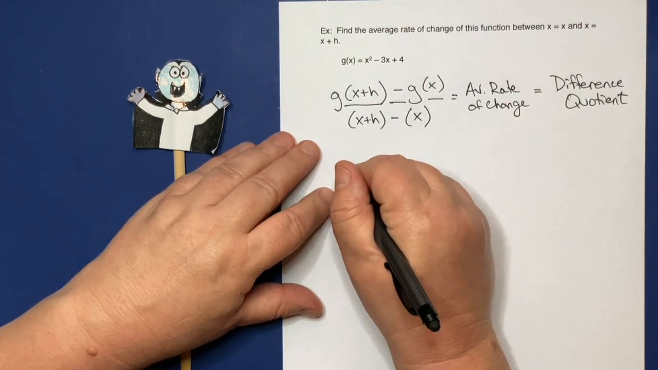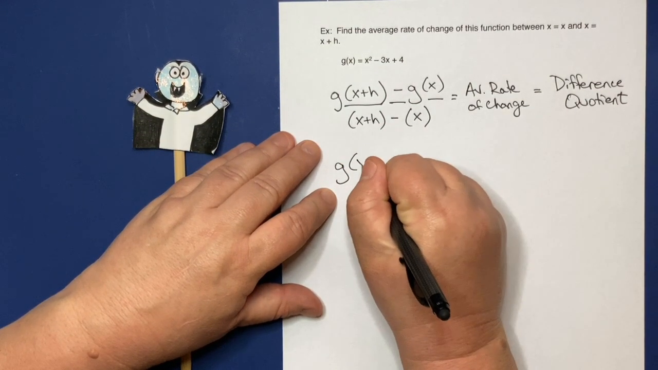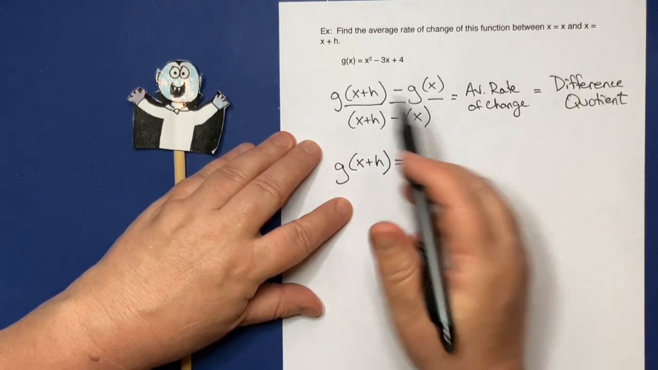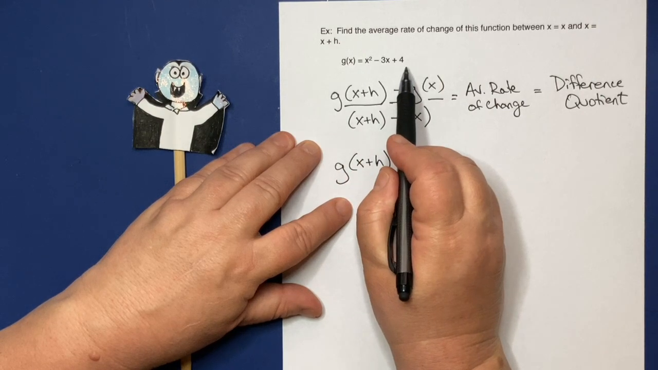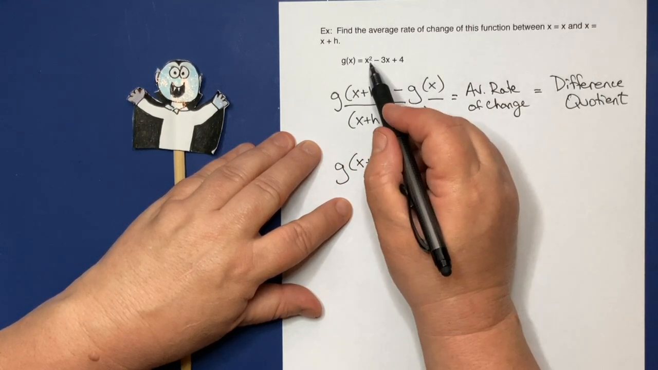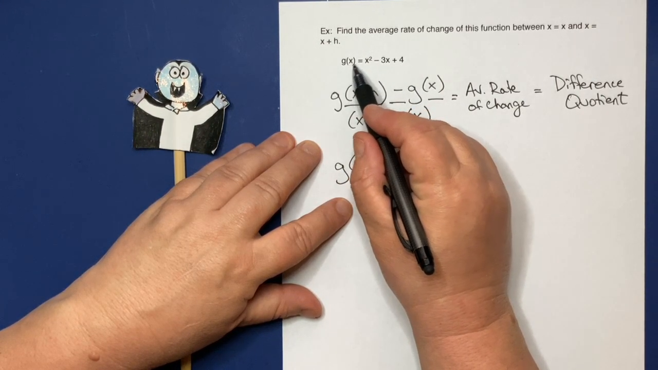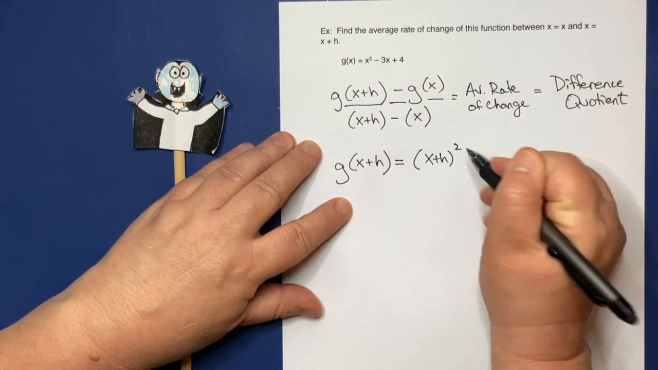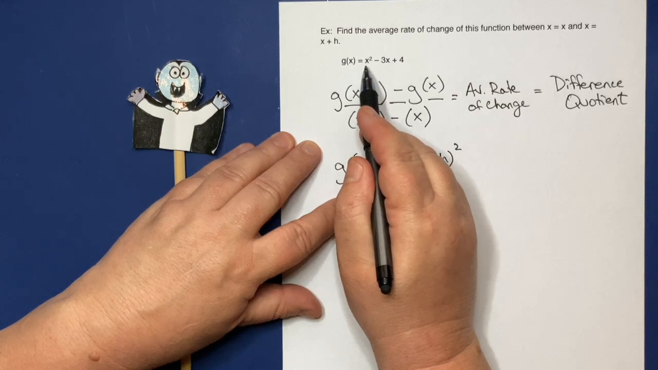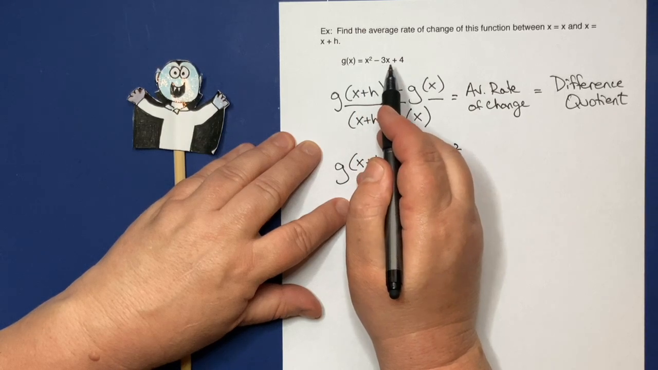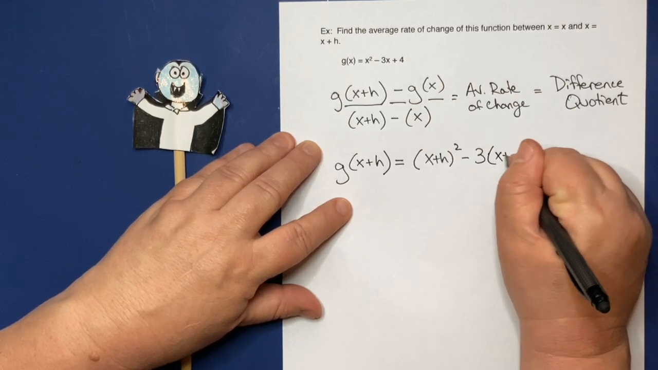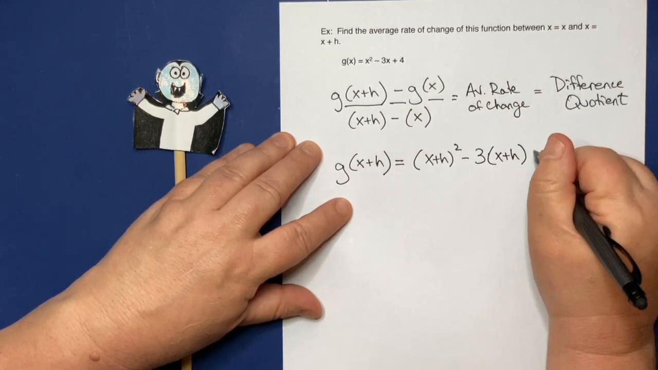So remember that the pieces here are that we need to find g of x plus h, because we already know what g of x is. So for g of x plus h, we have to follow this formula. First thing, we need to do the thing, so x plus h squared, right? The first thing is to square something. Then minus 3 times the thing. And then we add 4.